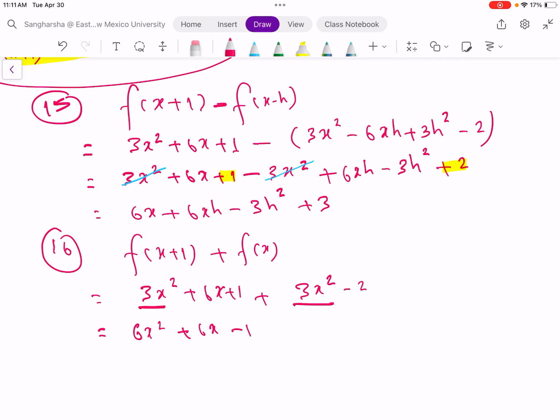Okay, 17, 18, 19. Can you do those numbers? For 17, 18, 19, 20, you're going to take the g function. I want you to try 17, 18, 19 and 20, and if you have any questions, we'll do this tomorrow. It should be pretty similar to the ones that we just did, 13, 14 and 15. So I'm going to skip 17, 18, 19 and 20, and if you need help, we'll do it tomorrow. So let's go to number 21.